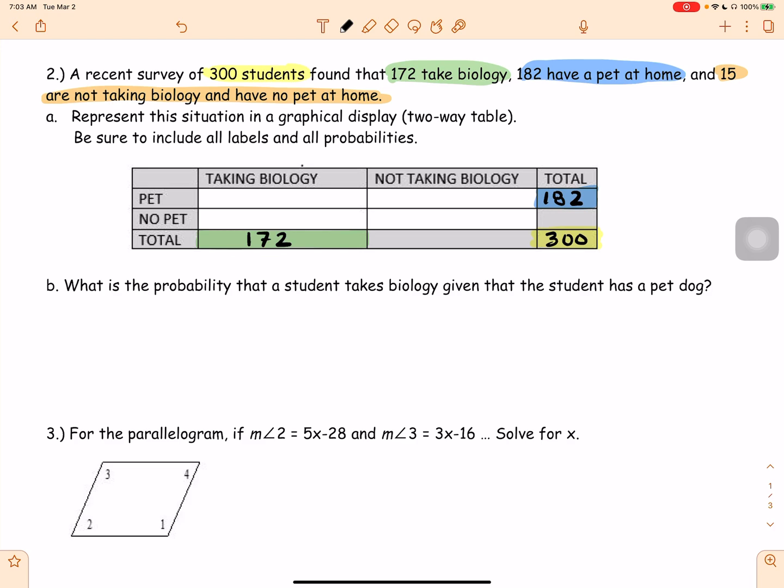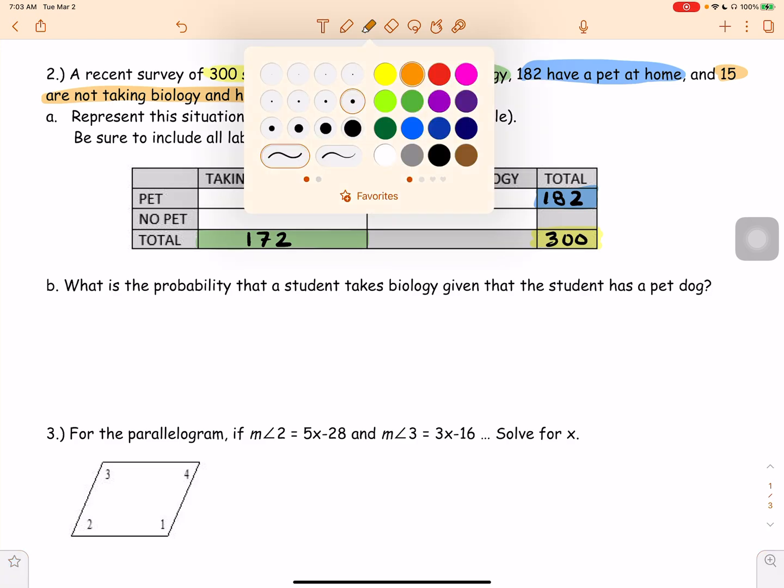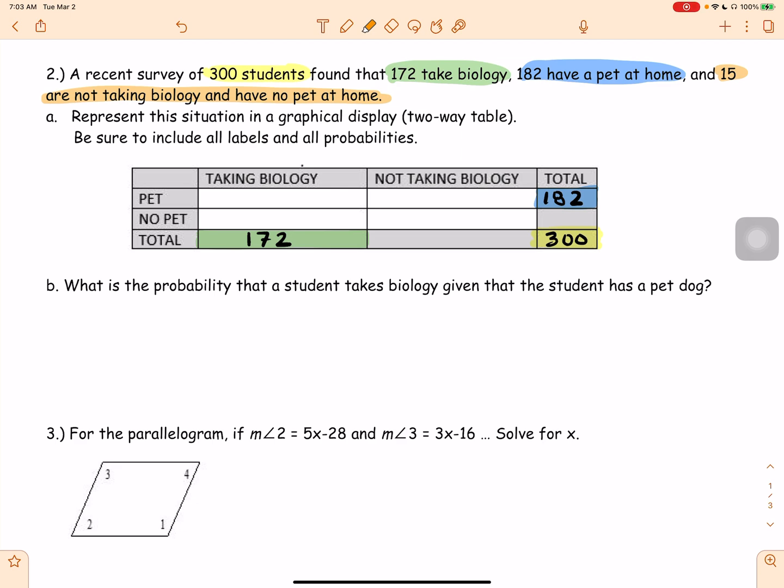And then it says 15 are not taking biology and have no pet at home. So you want to see where those two things intersect. So here, not taking biology is this column. No pet is this row. So where those two intersect, that is where the not taking biology and no pet at home number is going to go.